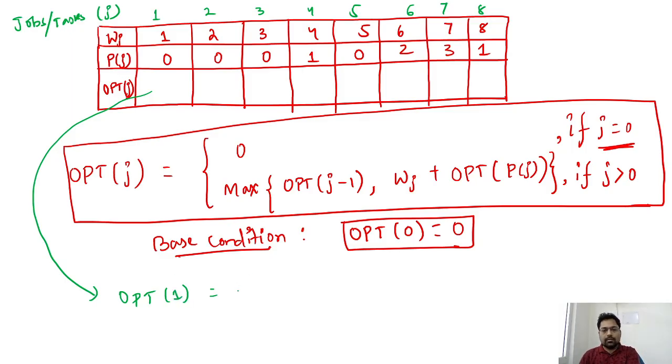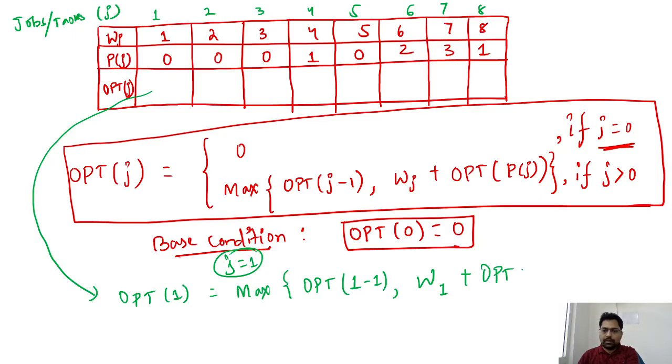Now for this J I must write 1. OPT 1 will be the maximum of OPT 1 minus 1, which is considered as 0, and W of 1. First I'm writing the correct answers in detail, then I'll be focusing on the brief of it. So 1 minus 1, I'm putting 1 in place of J. Why? Because this is the first job for us.